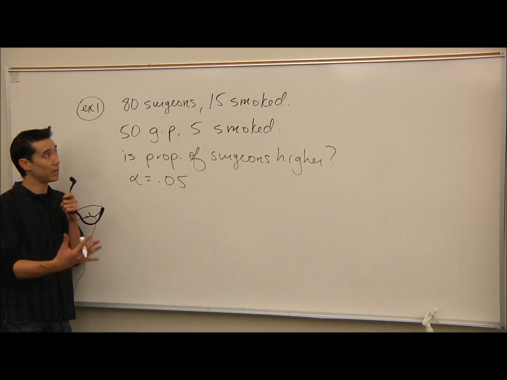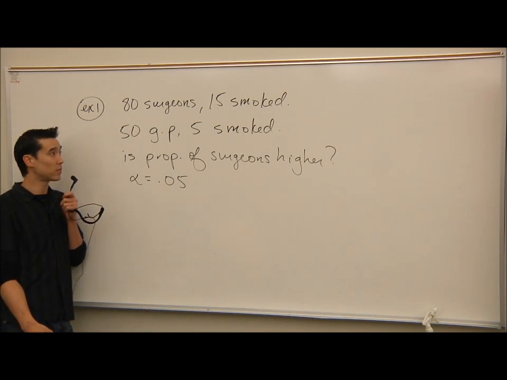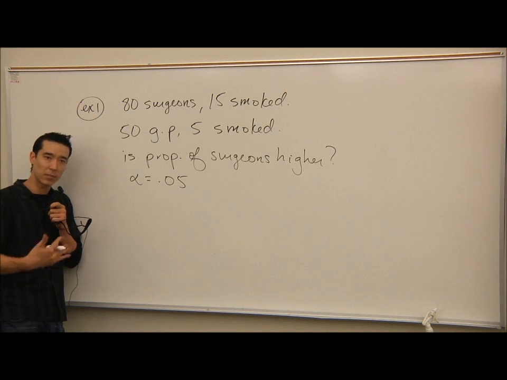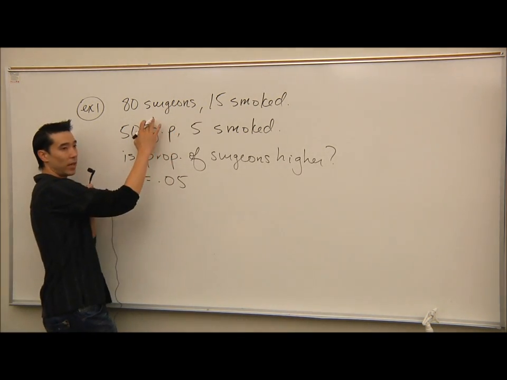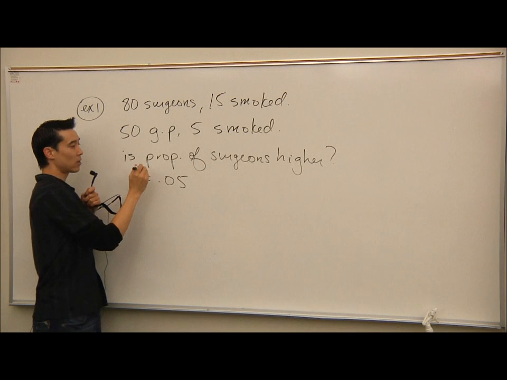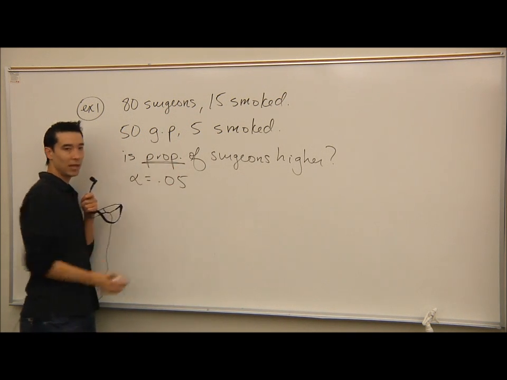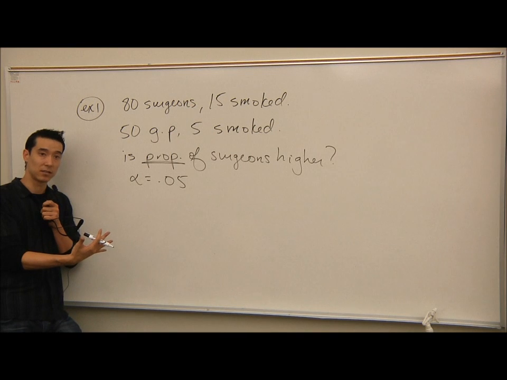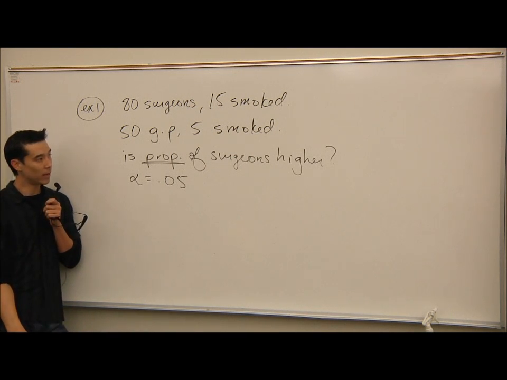It just says, hey, 80 surgeons, 15 smoked. 50 general practitioners, 5 smoked. So that should hopefully start to be obvious that that's a proportion, right? We have 15 out of 80 and 5 out of 50. And then the question specifically states, is the proportion of surgeons who smoke higher, okay? So this is a 2-sample test for proportion. That's what takes you to the type of test it is, okay?